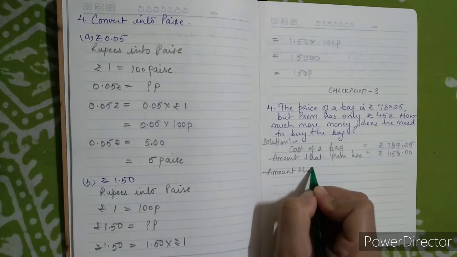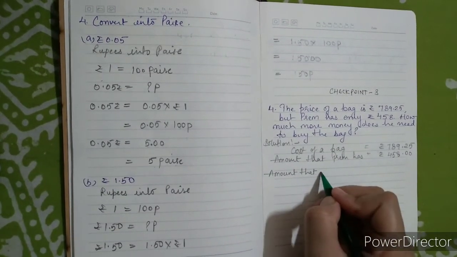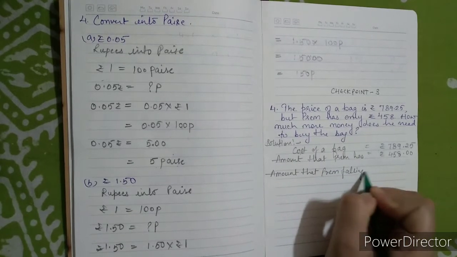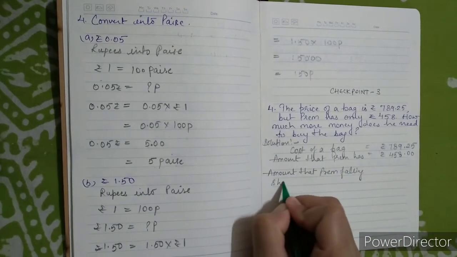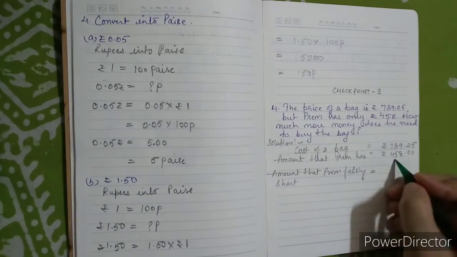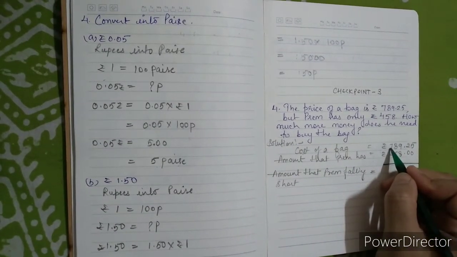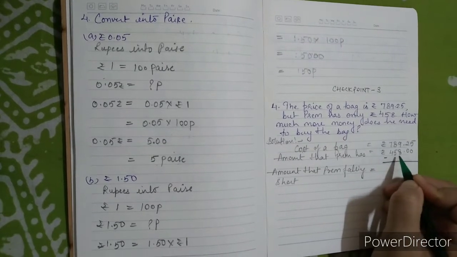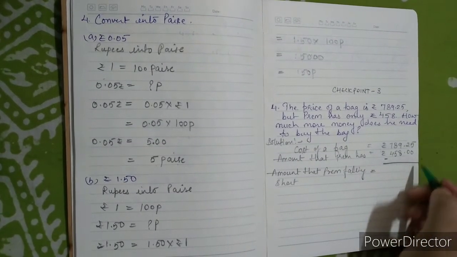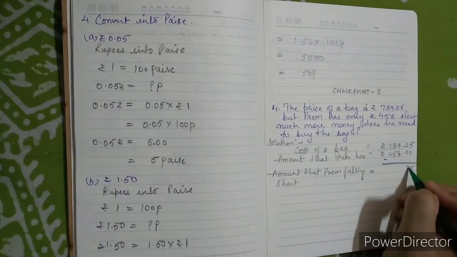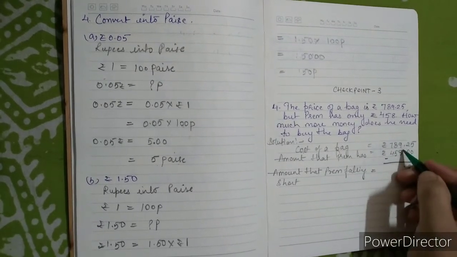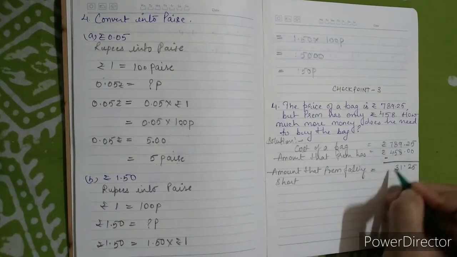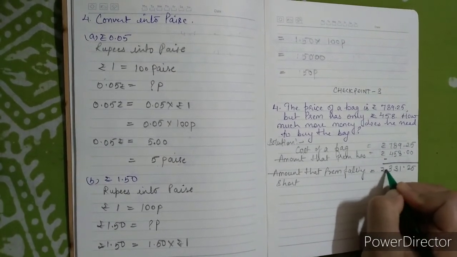amount that Prem falling short equals to rupees 789.25 minus 458. So we'll write 5 as it is, 2 as it is, then we'll put decimal. So 9 minus 8 is 1, 8 minus 5 is 3, 7 minus 4 is 3.